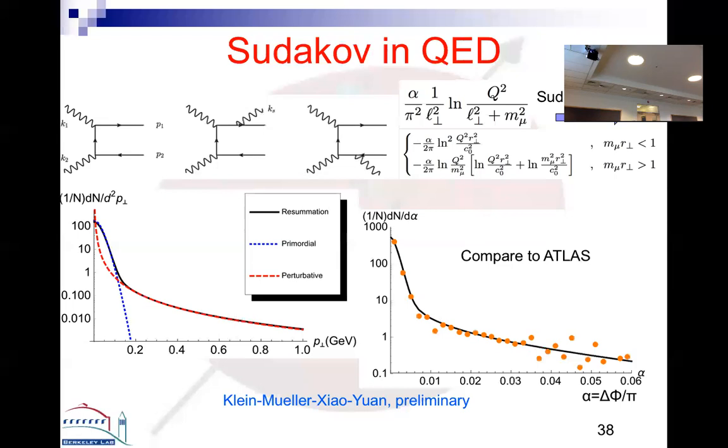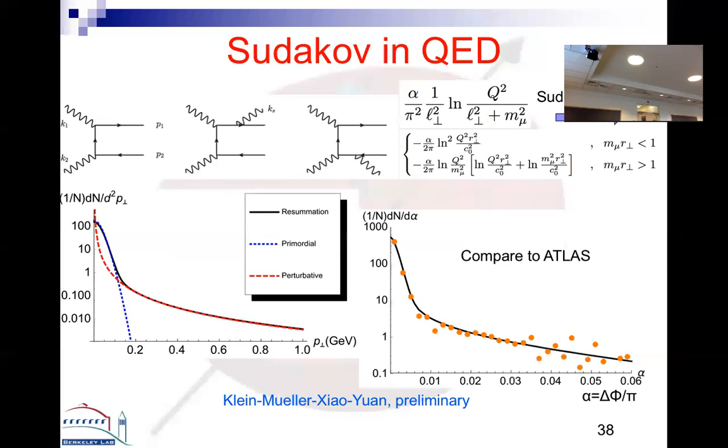What do you mean by primordial? Primordial because you have a photon, right? That will have a threshold. Oh, I see. Okay, so that's in the Starlight. Yes. But when you have photon radiation, you do generate transverse momentum. So you're calculating this part, the perturbative part and also the resummation part. So this will be the final result, the solid curve.